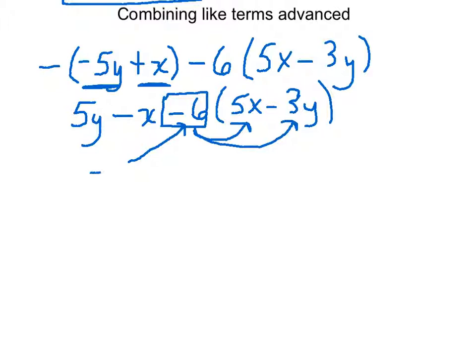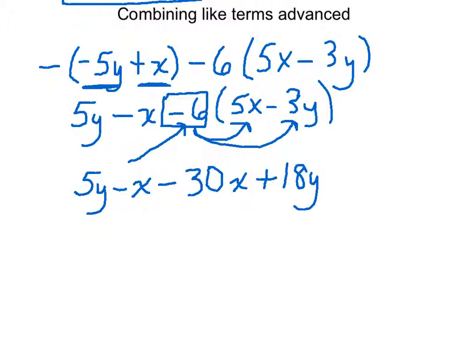So let's start rewriting. We're not touching the 5y, we're not touching the minus, we're not touching the x. Now let's do negative 6 times 5x. That's going to give us negative 30x. I know I'm saying negative 30 and it looks like I'm writing a subtraction 30. Same thing. Alright, so we've got the negative 6 multiplied by the 5x. Now we need to take the negative 6 and multiply it by the negative 3y. What's negative 6 times negative 3? It's positive or plus 18y.